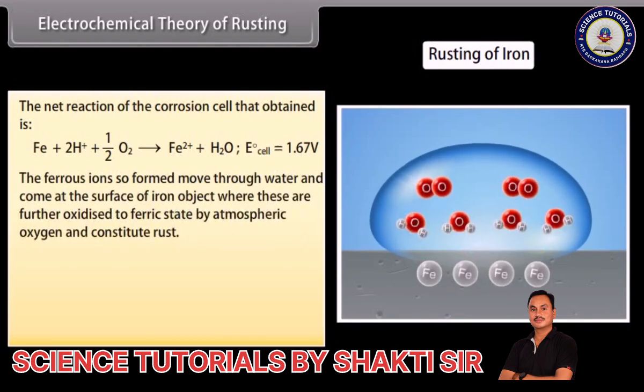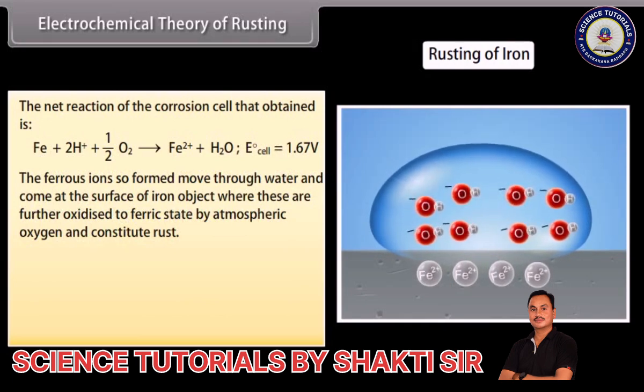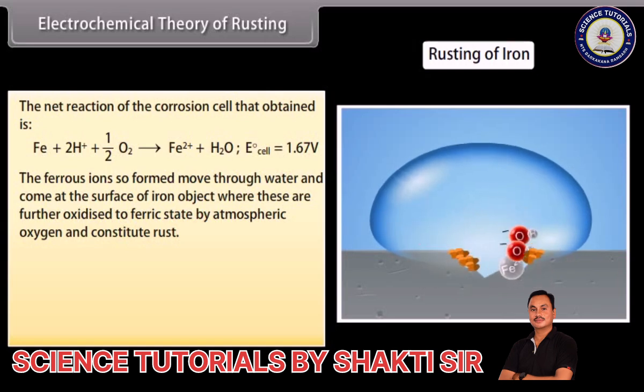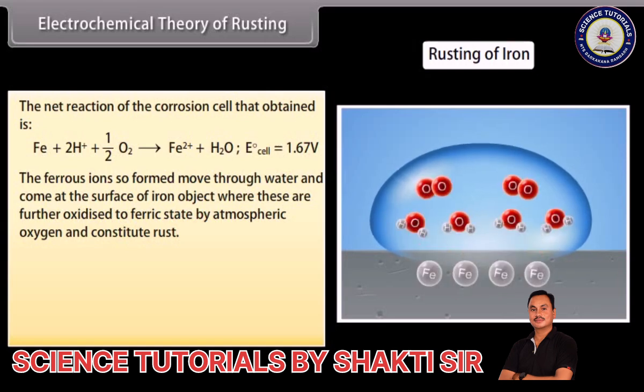The ferrous ions so formed move through water and come to the surface of the iron object, where these are further oxidized to the ferric state by atmospheric oxygen and constitute rust.